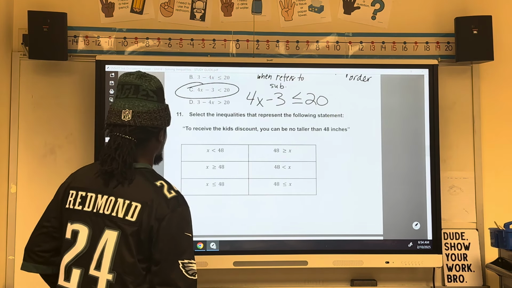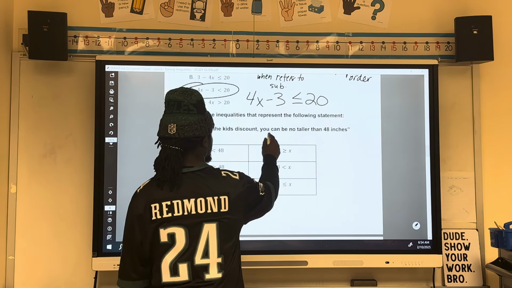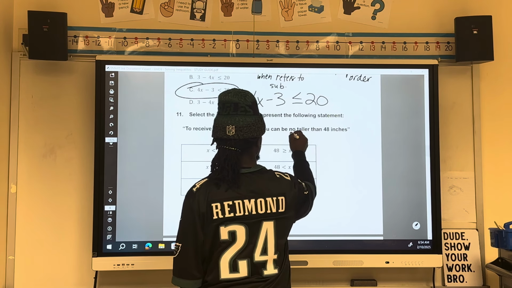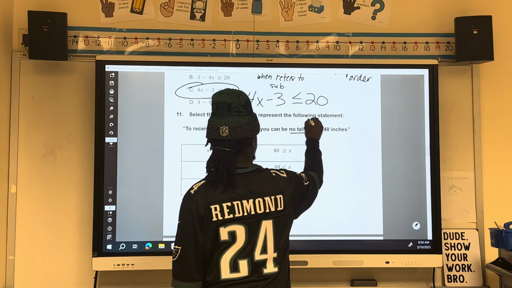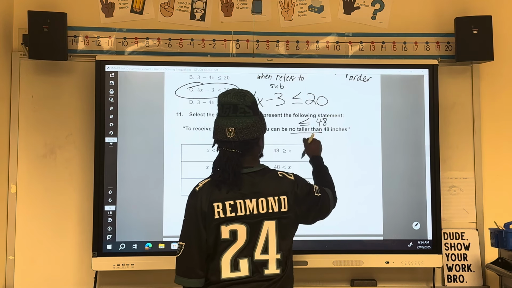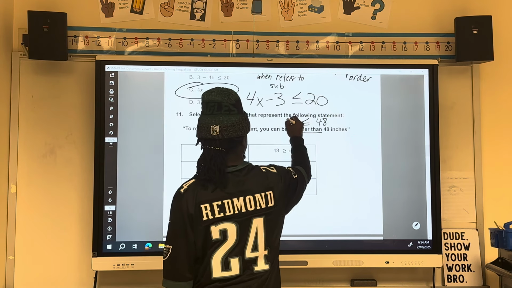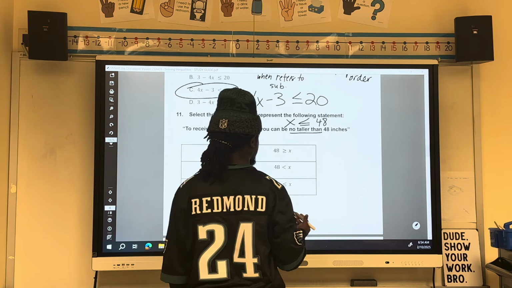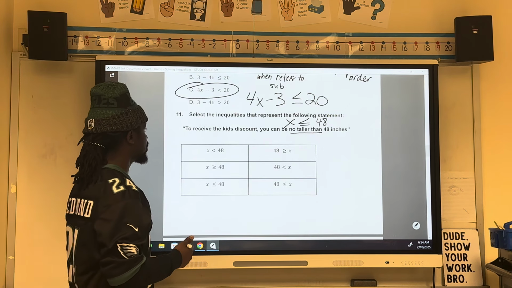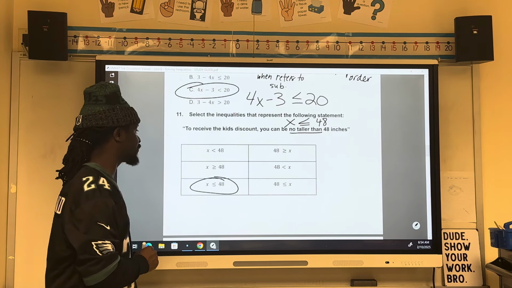All right, select the inequalities that represent the following statement. To receive the discount, you can be no taller than 48, so that must mean you got to be less than or equal to 48. You can't be taller than, you can be 48, but you can be no taller, all right? And then x is the height we're talking about. So this is our inequality. X is less than or equal to 48, and that's the one we're looking for.